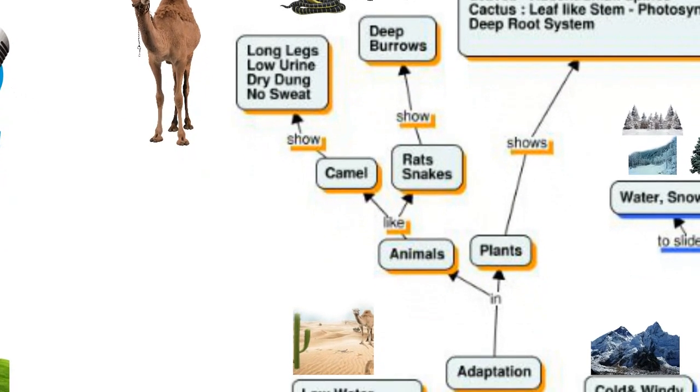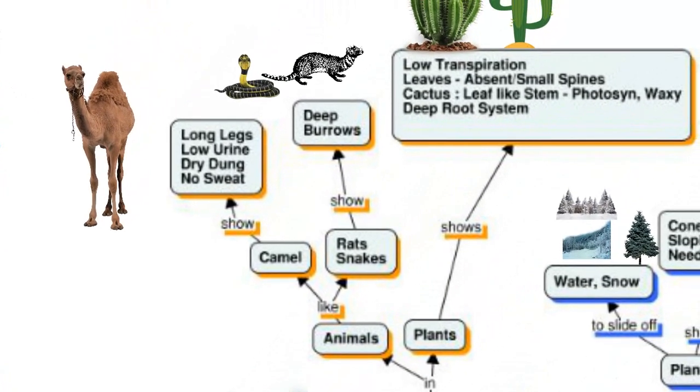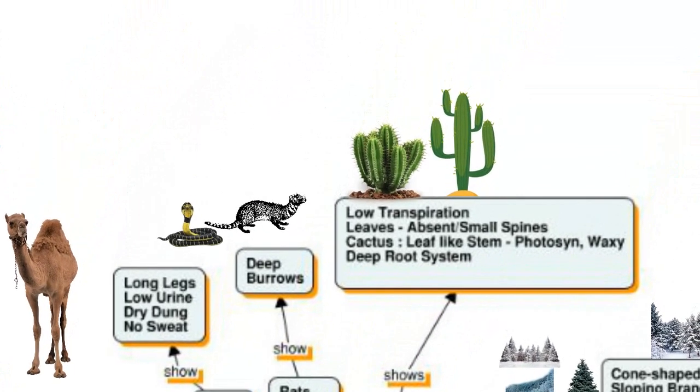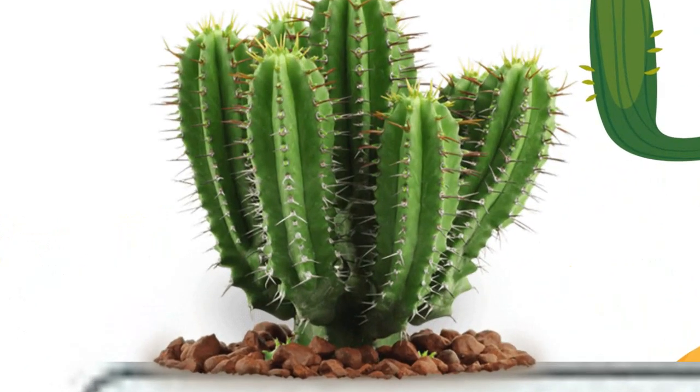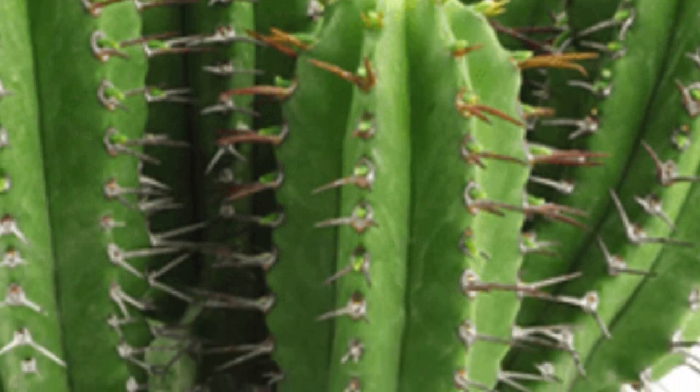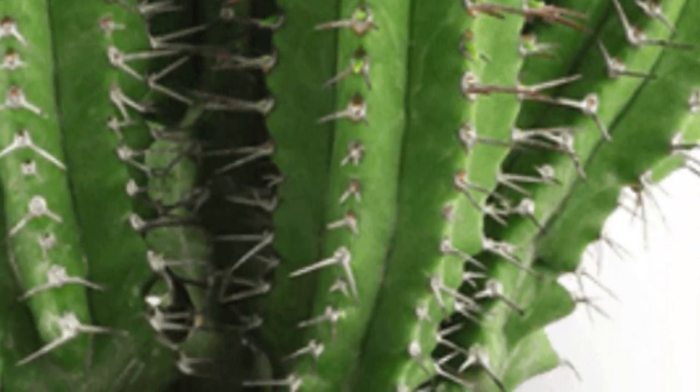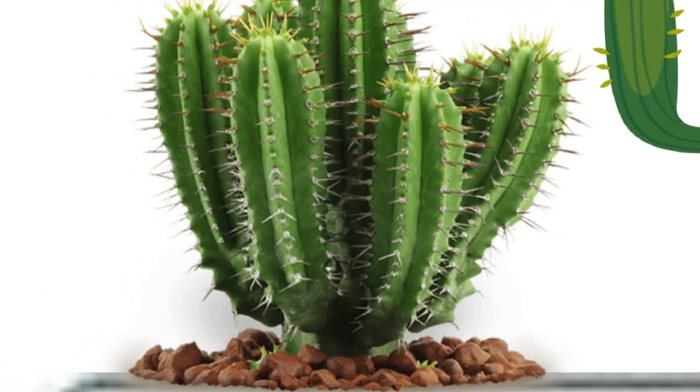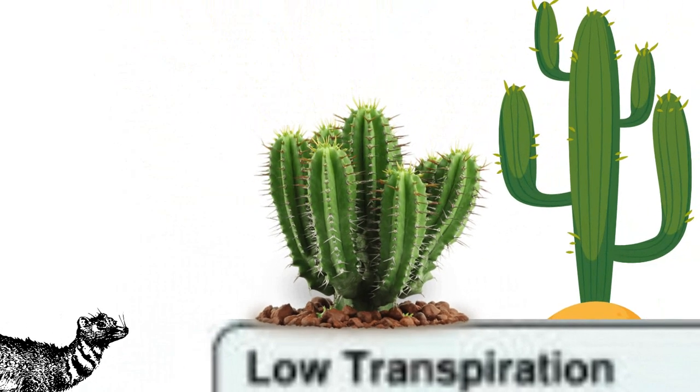And now we'll talk about the adaptations in plants. Plants like cactus have a deep root system. They have a stem which looks like a leaf, and the stem does the photosynthesis, and it has a thick waxy coating on it. Another modification is that they have leaves which are like spines. They may not have leaves, and the plants have low transpiration.